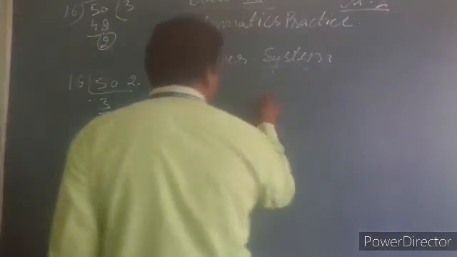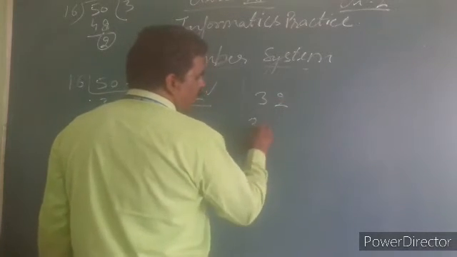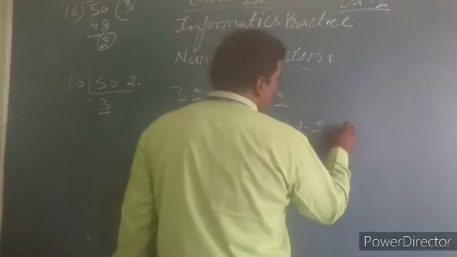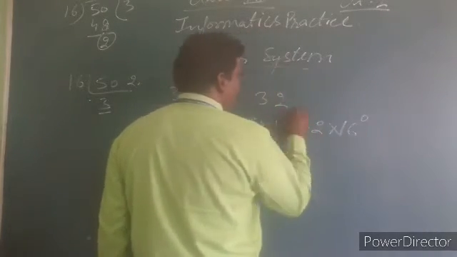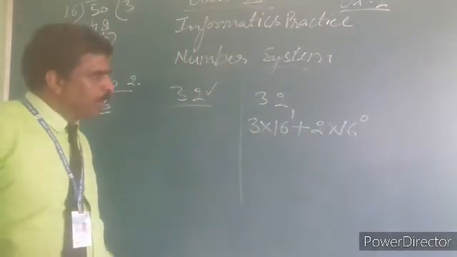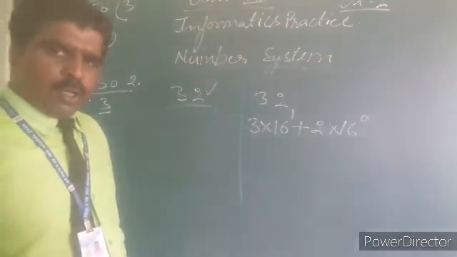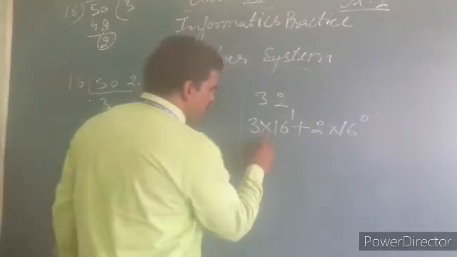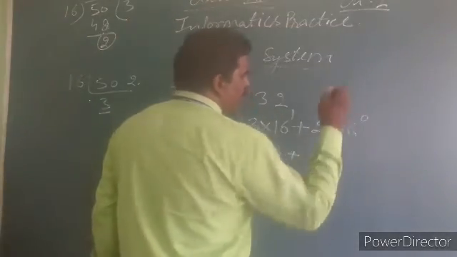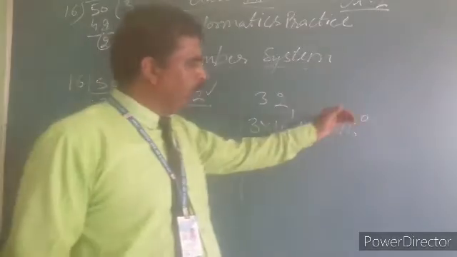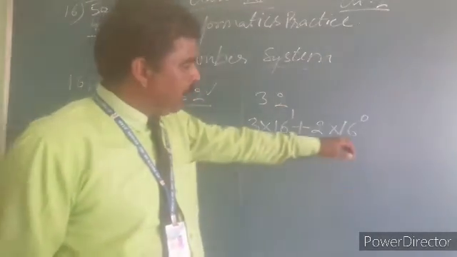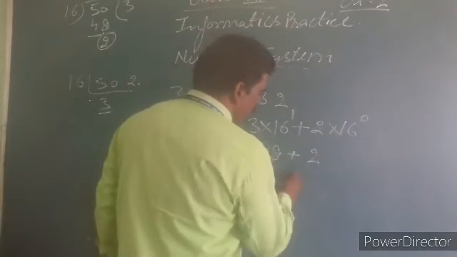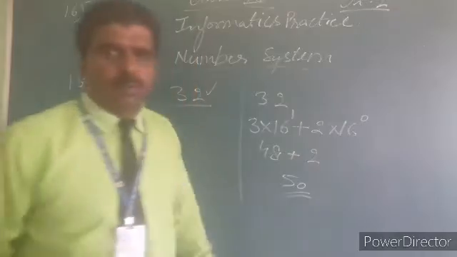For that, the same thing: 32 means 3 into 16 plus 2 into 16 to the power 0, which is 1. Check it. 16 into 1 equals 16. 16 3s are 48. After that, any number to the power 0 has the value 1. 1 into 2 equals 2. Here the answer will be 50.